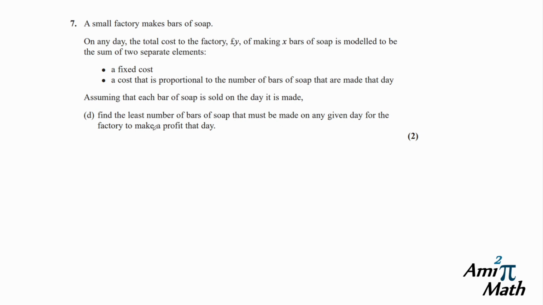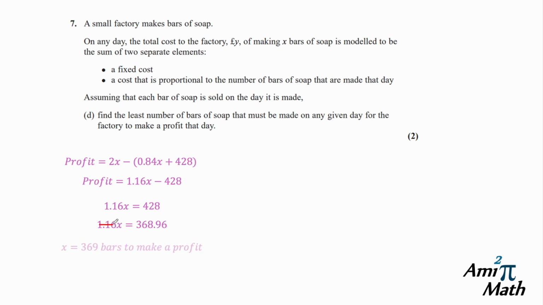Then it says find the least number of bars of soap that can be made on any given day for the factory to make a profit that day. So our profit equals 2x minus (0.84x plus 428), and that gives you 1.16x minus 428. You can set this equal to 0 and then divide each side by 1.16. And yeah, x equals 369 bars to make a profit. Obviously you need to round this up because you can't have a lesser number than this, because if you do that then it wouldn't give you a profit, so you just round up.